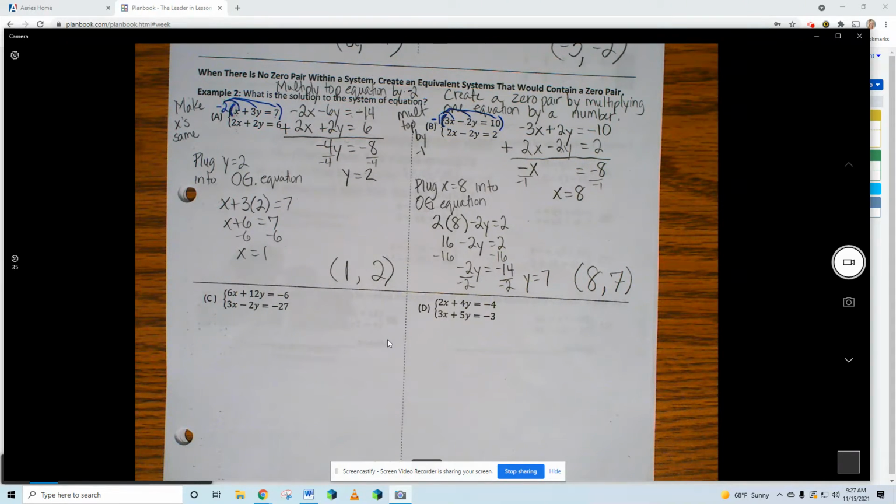All right, look at C. Talk in your groups, look at C and decide, should I make both of the x's the same number, or should I make both of the y's the same number? Talk in your groups. What should I do? What's easiest? I want them to be the same number, but opposite signs. So what do you think? X's or y's?